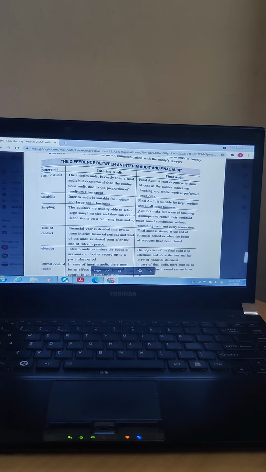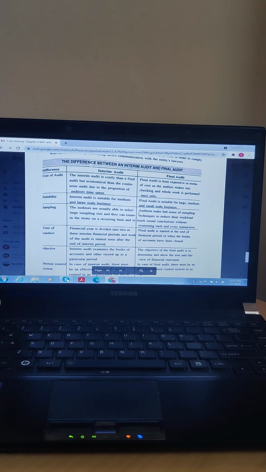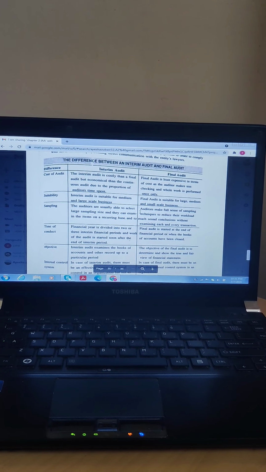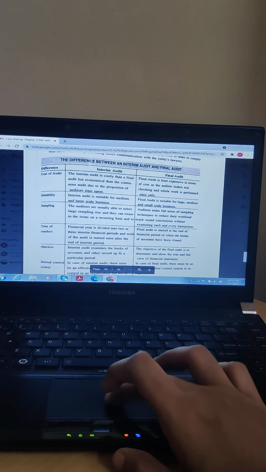They will examine all the books of accounts and transactions on a one-time basis, like only once in a year or something like that. Next is the time of audit.